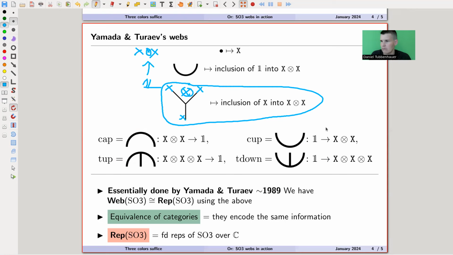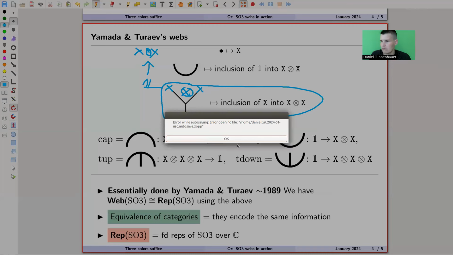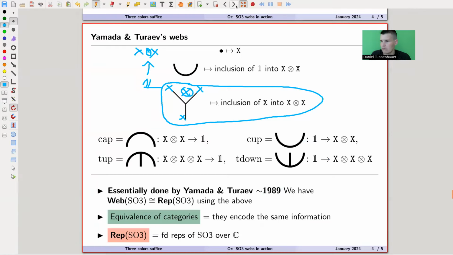And it turns out that this is an equivalence of categories. In other words, our four-color theorem is equivalent to a representation theoretical fact in representations of SO3. Yeah, so I think this is really good. The four-color theorem, which in another area has nothing to do with representation theory at all, is actually equivalent to a representation theoretical statement.